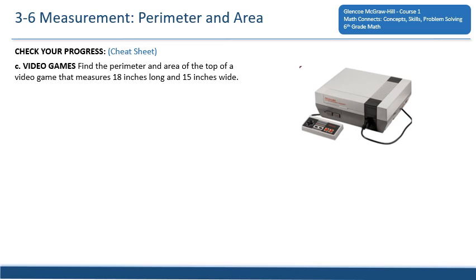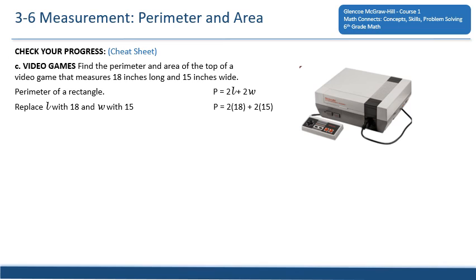Video games. Find the perimeter and area of the top of a video game that measures 18 inches long and 15 inches wide. The perimeter of a rectangle: perimeter equals 2L plus 2W. So we're going to replace L with 18 and W with 15. So we get perimeter equals 2 times 18 plus 2 times 15. We multiply that out. The perimeter equals 36 plus 30. And simplify, perimeter equals 66 inches.